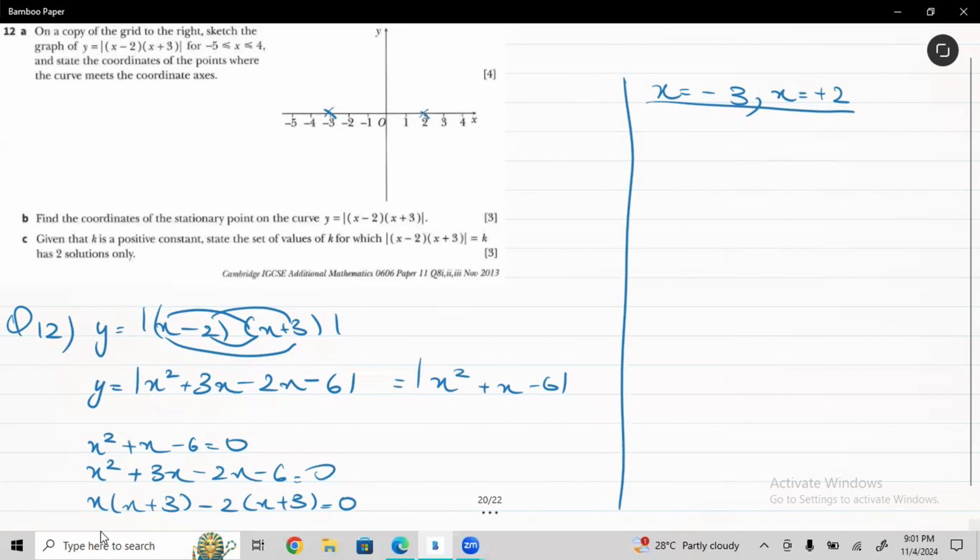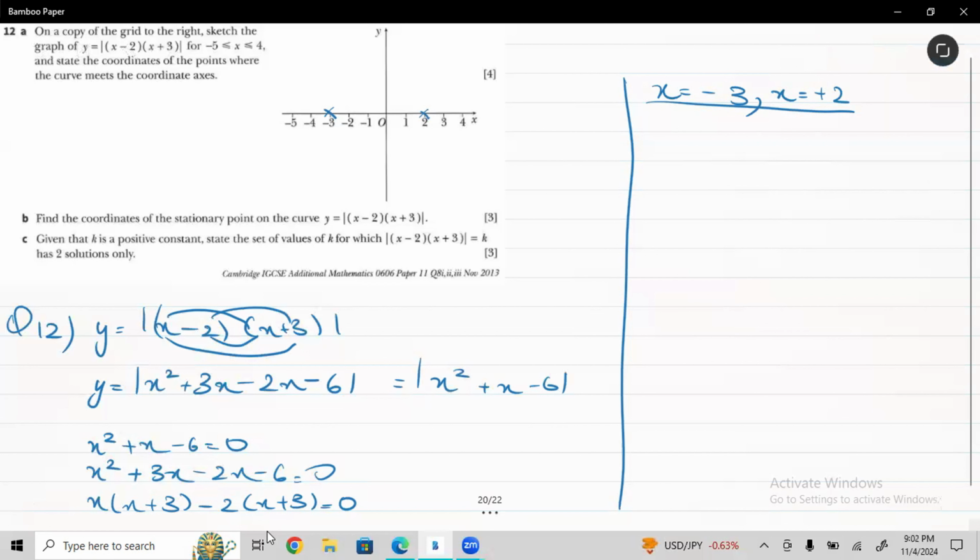Next, what we have to find, the most important thing in a graph, is its maximum or minimum value. One thing you could do, for example, with this equation x squared plus x minus 6, is convert it into the completed square form and compare it with a(x minus h) whole squared plus k. You would have compared it, and it would have been completely correct. But there's a loophole.